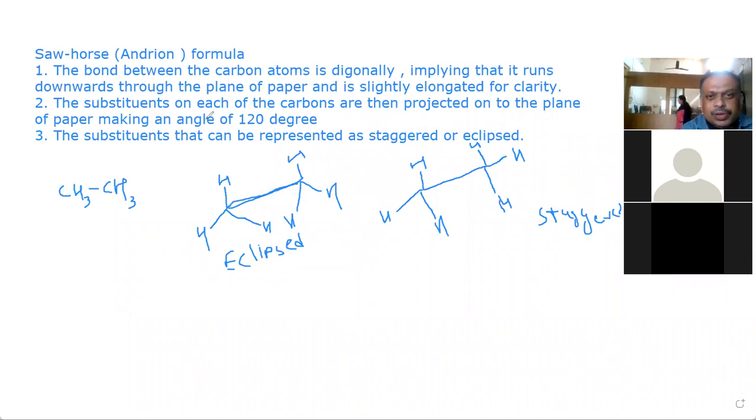The substituents on each of the carbons are then projected on the plane of paper, making an angle of 120 degrees. And the substituents here are hydrogen, hydrogen, and they make an angle of 120 degrees to the plane of paper. And the substituents can be represented as staggered or eclipsed conformation.